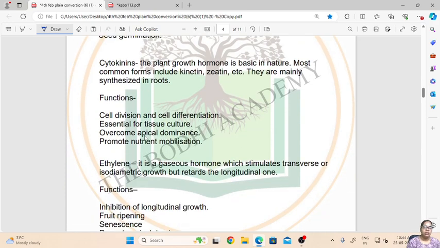Then comes the third type of growth regulatory hormone, that is the cytokinins. Cytokinin, the plant growth hormone, is basic in nature. Most common forms include kinetin and xanthin. They are mainly synthesized in roots. So cytokinins are mainly found in the root tissue. So it helps in cell division and cell differentiation, essential for tissue culture, overcomes apical dormancy, and promotes nutrient metabolism. So these are the functions of the hormone cytokinins.